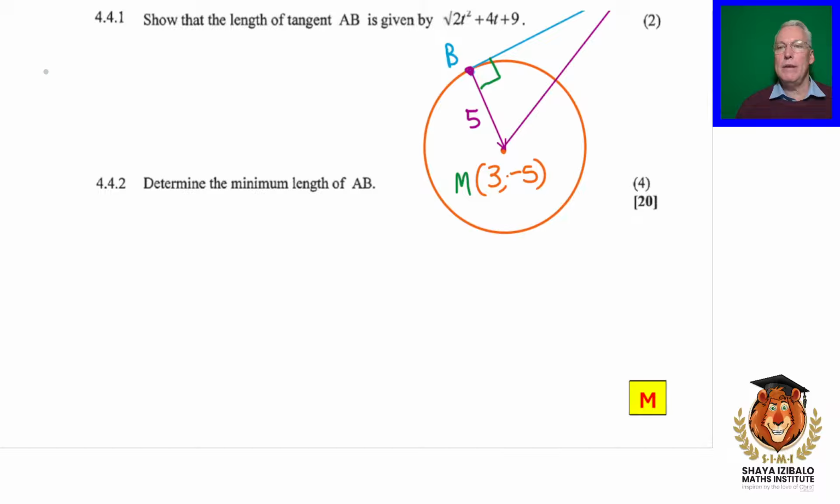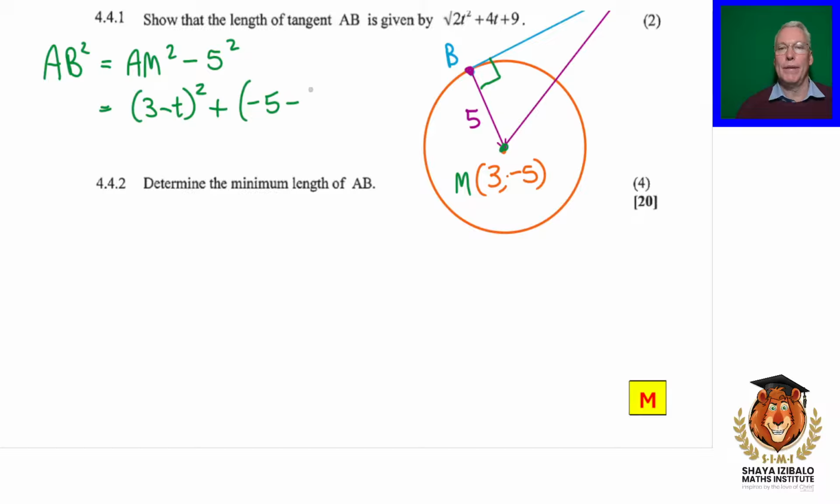So in fact AB squared will be AM squared minus 5 squared. And AM squared is just going to be 3 minus T all squared, we're just using that point and that point, and then minus 5 minus T all squared. I'm just using my distance formula, but I'm not square rooting it because I actually want the squares of these distances. And there's minus 5 squared, that's the radius squared. So that'll give me AB squared.